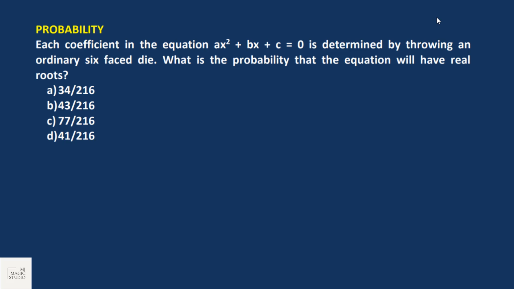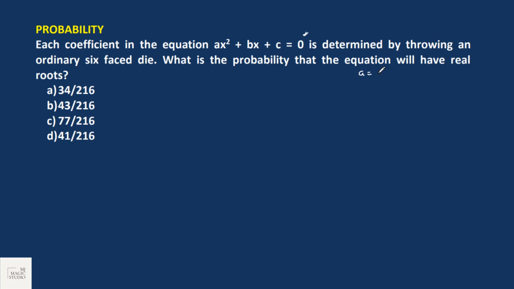Okay, one more from probability combined with some quadratic equations. Give it a try. Each coefficient in the equation ax square plus bx plus c equals 0, a quadratic equation, is determined by throwing an ordinary 6-faced die. That means the values of a, b, c would be determined by throwing a die. What is the probability that the equation will have real roots?